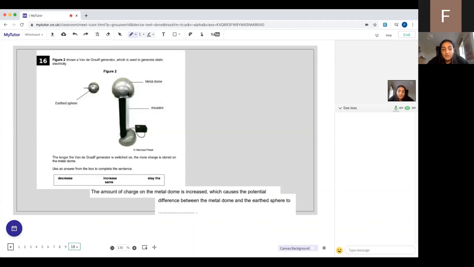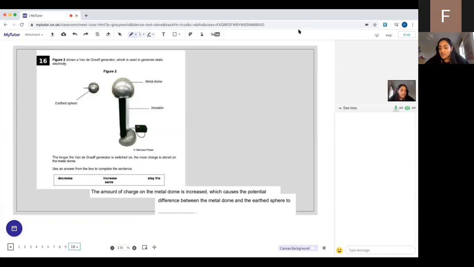But if we increase the charge on the metal dome, what do we think happens to that potential difference? So if we have more charge, do we think the potential difference is going to go up or down? Remember, potential difference is another way of saying voltage. So we haven't, again, explicitly said the answer to this one, but hopefully you can use your physical intuition to have a think about what might happen to the potential difference.